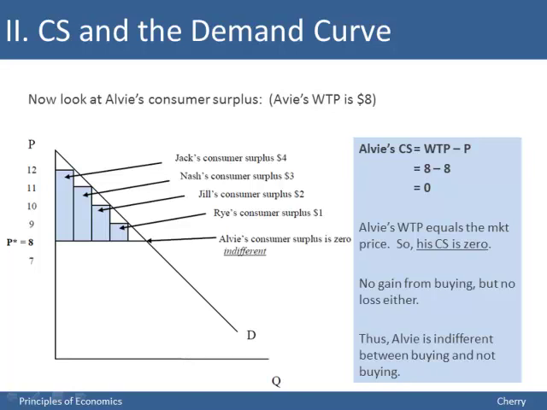Given his consumer surplus is 0, we can consider him as being indifferent between buying the ticket and not buying the ticket. Whereas Rye, if he buys a ticket, he's $1 better off than he was without the ticket.